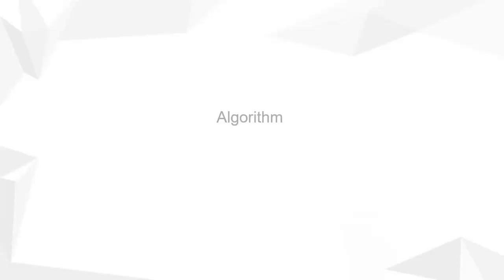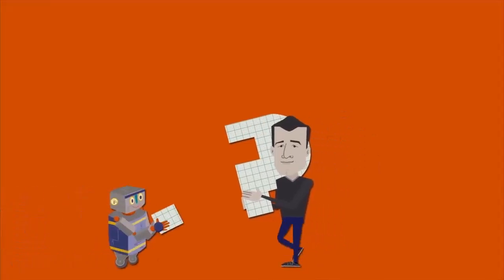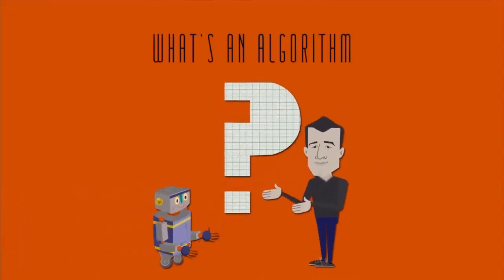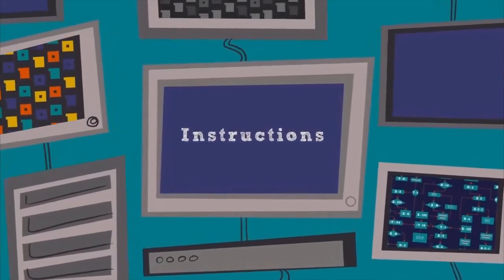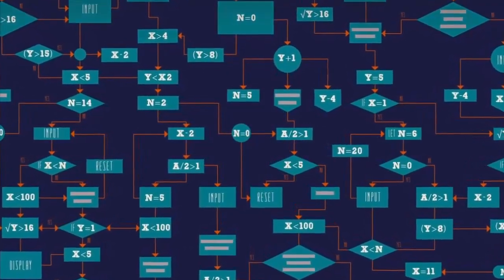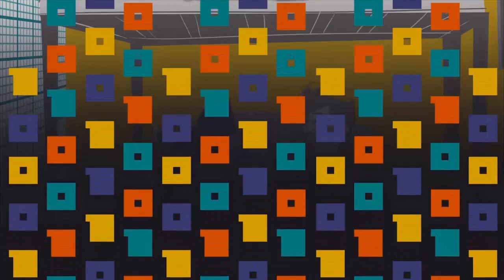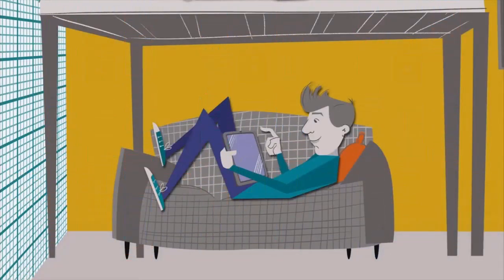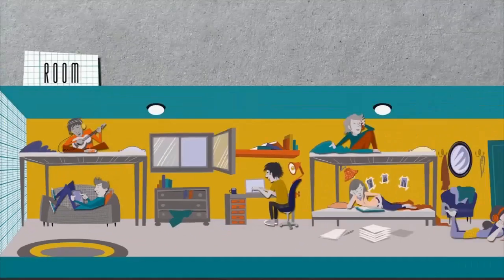Next we are going to discuss algorithms with an example. What's an algorithm? In computer science, an algorithm is a set of instructions for solving some problem, step by step. Typically, algorithms are executed by computers, but we humans have algorithms as well. For instance, how would you go about counting the number of people in a room?